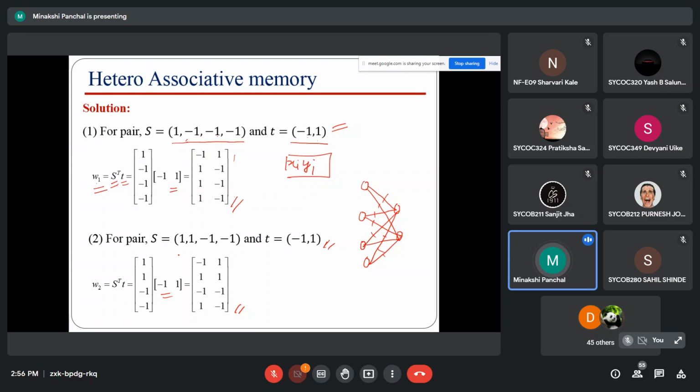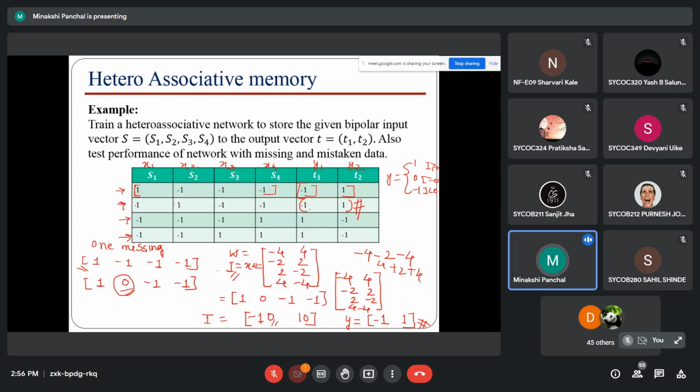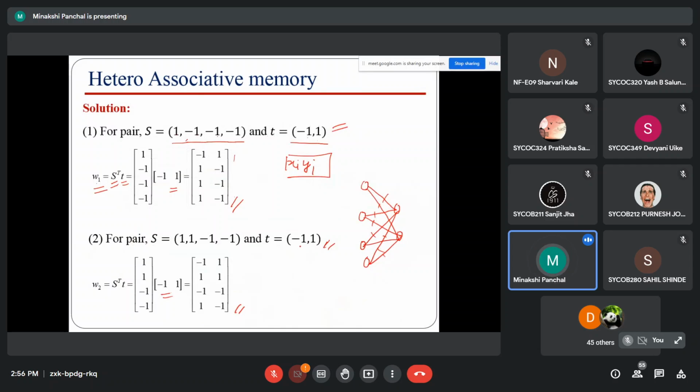And in similar way, second input 1 1 -1 -1, 1 1 -1 -1, output -1 1, output -1 1. तो आपने सेकेंड वेट निकाल लिया, सेकेंड वेट मैट्रिक्स निकाल लिया यहाँ पे. ठीक है, W2 इट इज इक्वल्स टू प्रोडक्ट ऑफ दिस 2. इन दोनों का प्रोडक्ट ले लिया तो मुझे ये मिल गया.